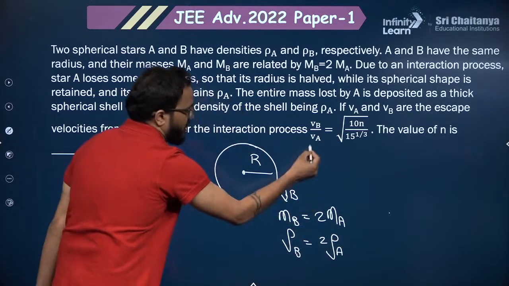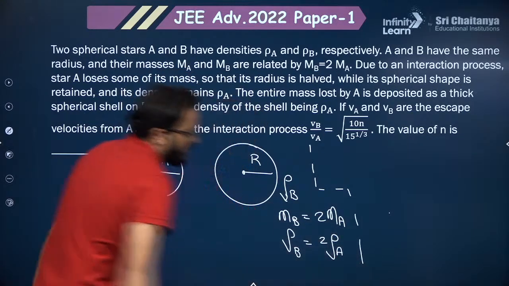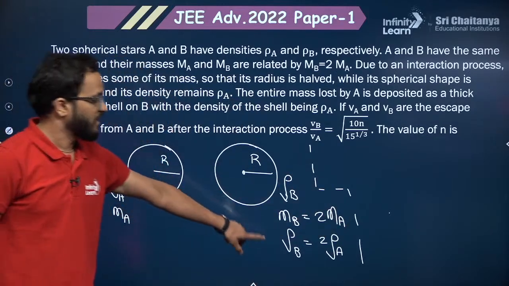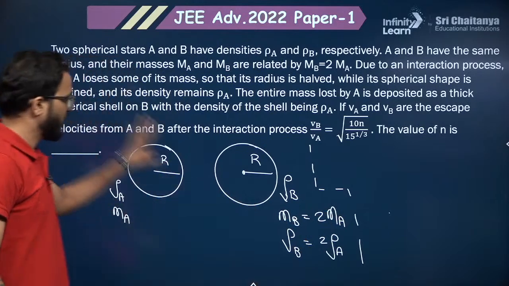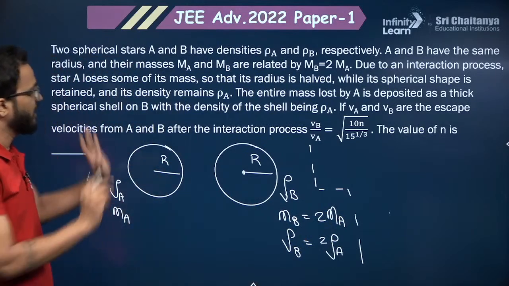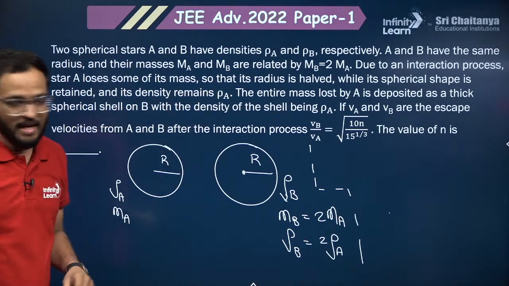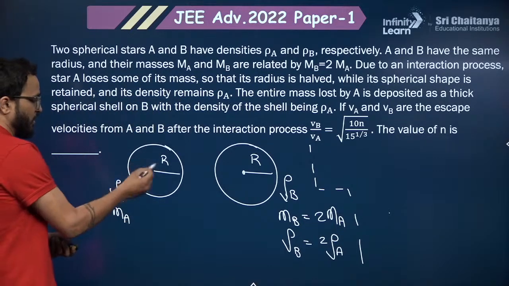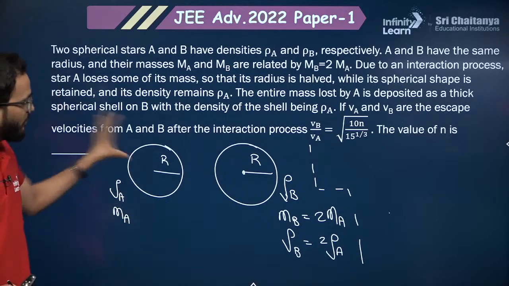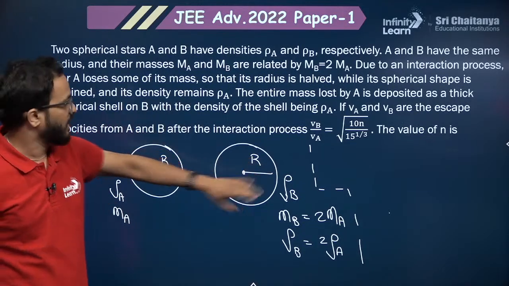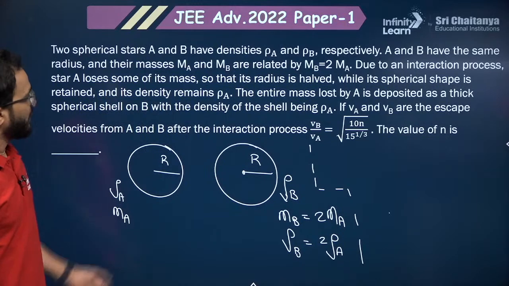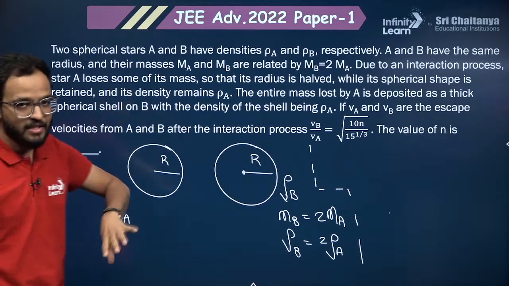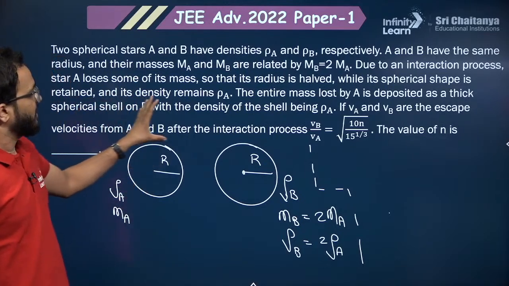We can say yes, if the mass Mb is equal to twice of Ma, then density rho b will also be equal to twice of rho a. Anyway, this is the thing that we can derive at least from this much. Now, due to the interaction process, what is happening? Star A loses some of its mass. So, some of the volume will go from here, right? It loses some of its mass so that its radius becomes half, while it retains its spherical shape, and its density remains rho a.